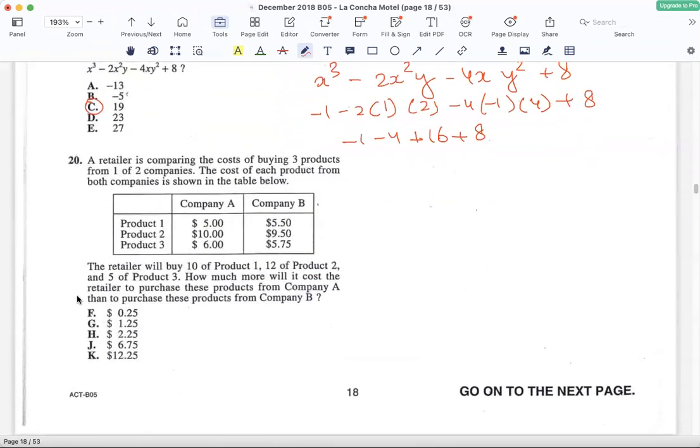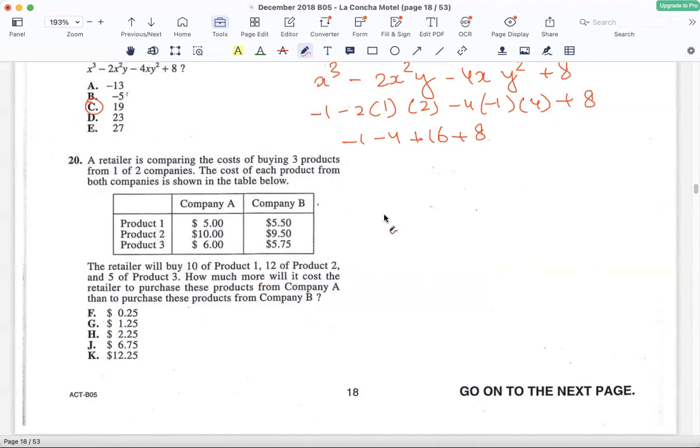A retailer is comparing the costs of buying 3 products from one of 2 companies. The cost of each product from both companies is shown in the table below. The retailer will buy 10 of product 1, 12 of product 2, and 5 of product 3. How much more will it cost the retailer to purchase these products from company A than to purchase them from company B? Okay, so 10 of product 1, right?